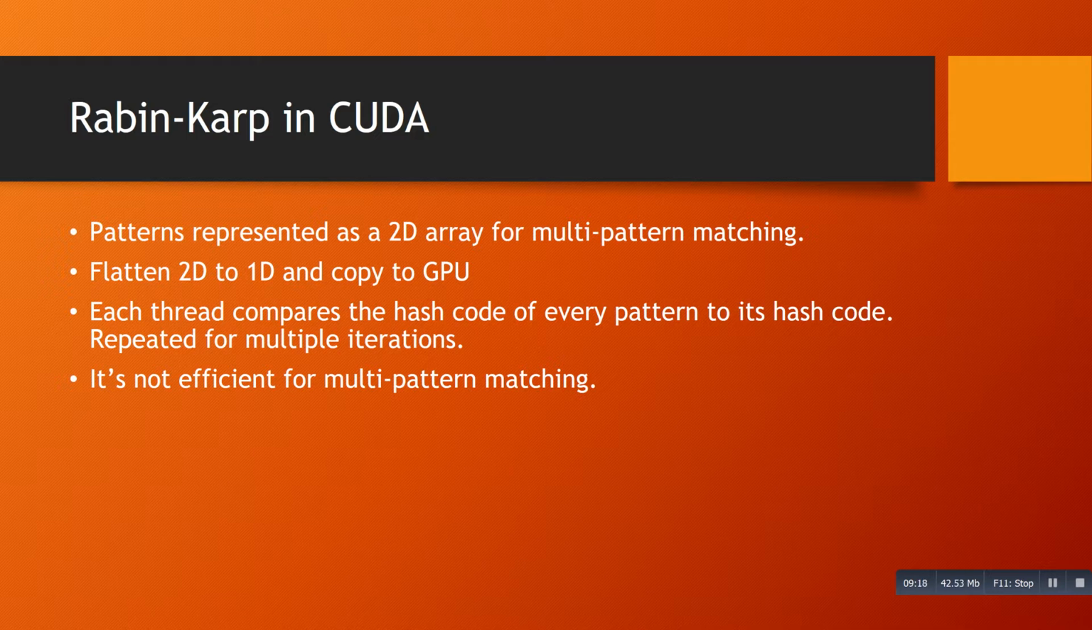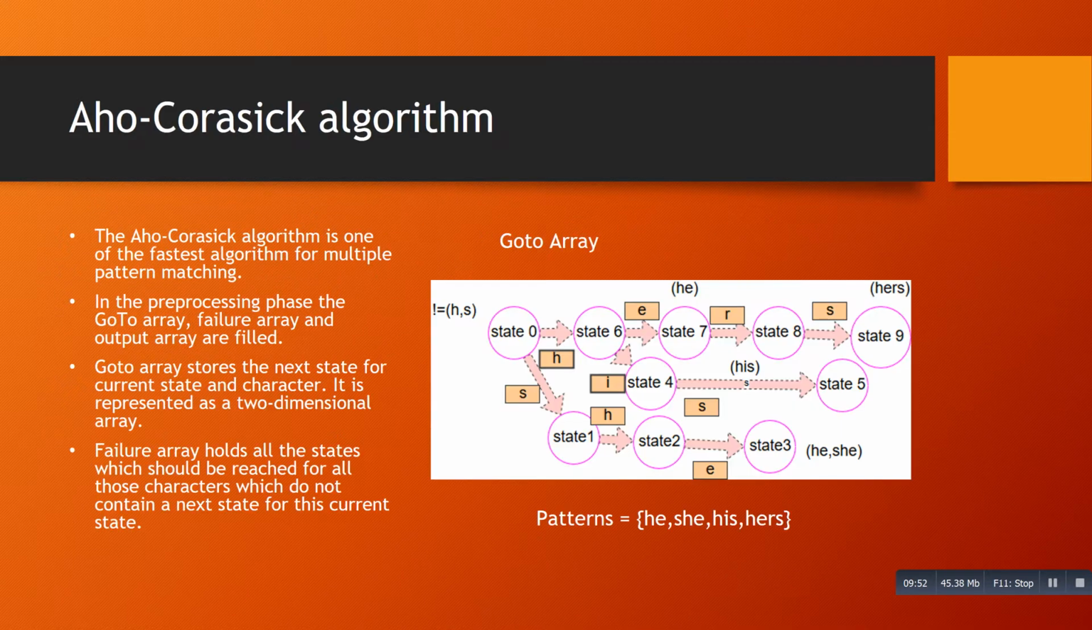The patterns are represented as a two-dimensional array for multi-pattern matching. Then we flatten it and copy it to the GPU. Each thread computes the hash code of every pattern, and it compares it to its hash code. It's repeated for multiple iterations. So Rabin-Karp is a single pattern matching algorithm. If it needs to be applied for multi-pattern matching, the same algorithm needs to be iterated multiple times. So it's not efficient. So we decided to use Aho-Corasick and Wu-Manber.